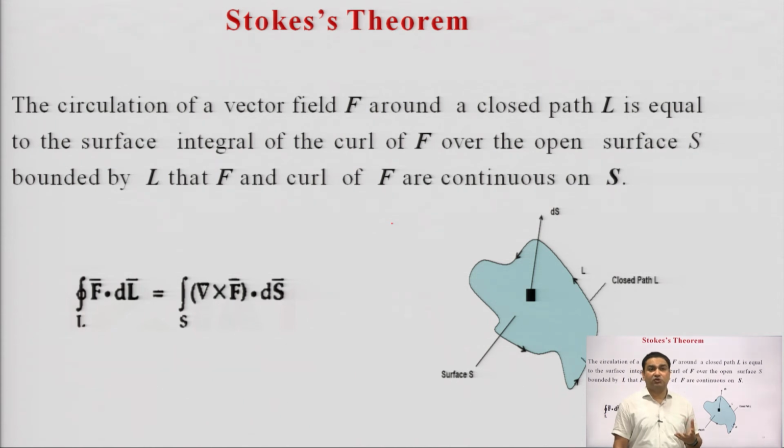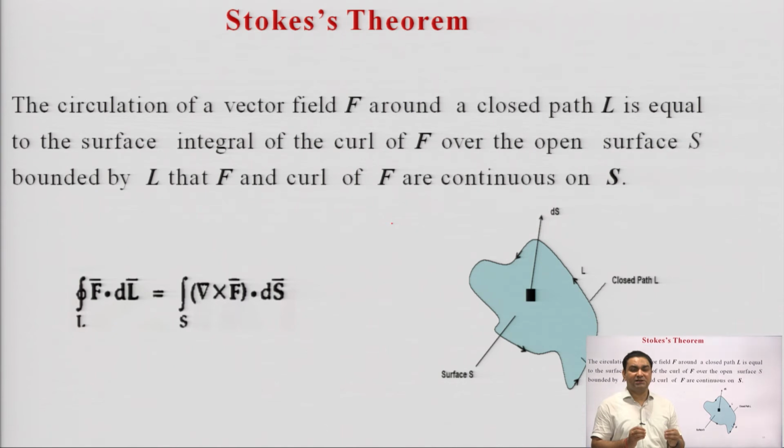Next we come to Stokes theorem. It is also a very interesting theorem, and it provides a relationship between the line integral and the surface integral. The circulation of a vector field F around a closed path L is equal to the surface integral of the curl of F over the open surface S bounded by L, where F and curl F are continuous on S. It is a condition that F and curl of F must be continuous on the surface S.